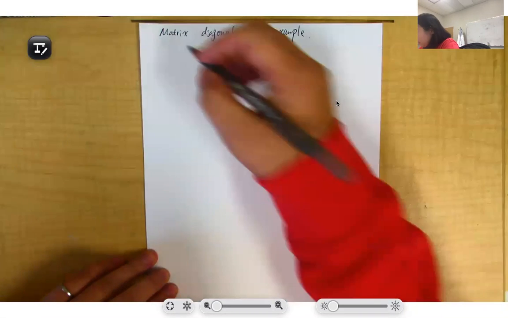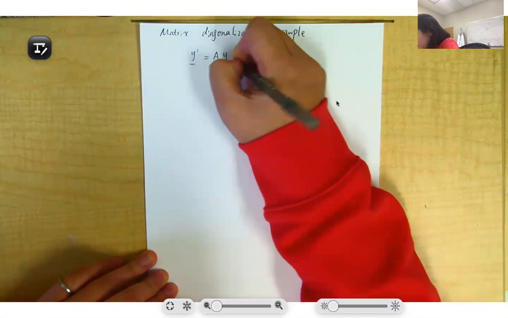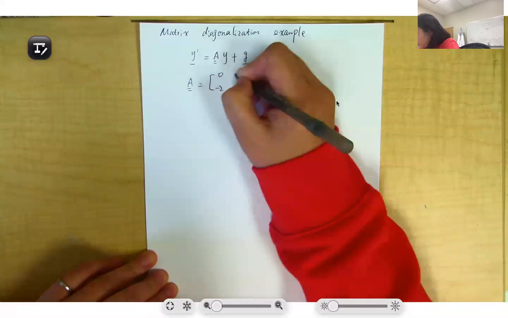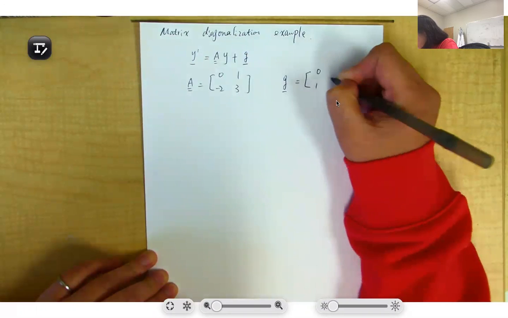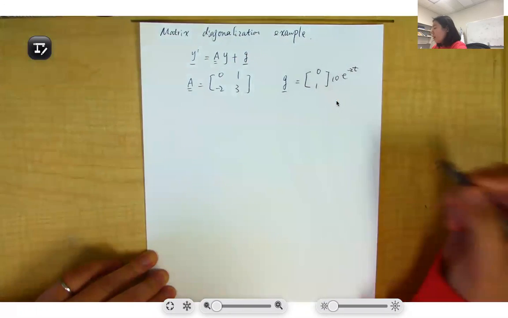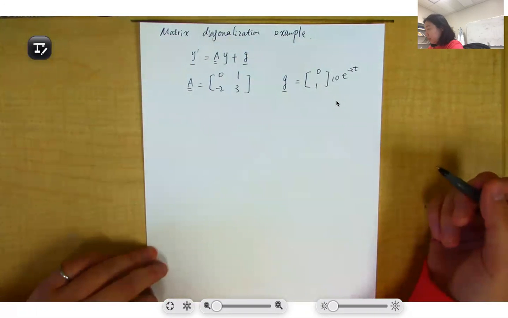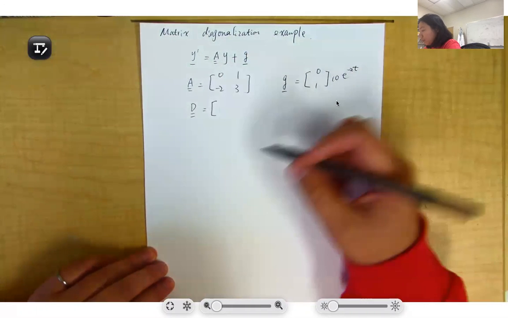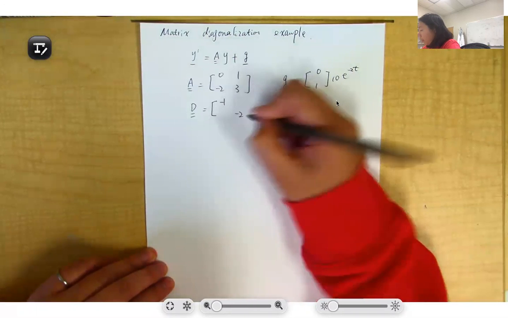Okay, so we have y prime equals Ay plus g. A is [0, 1; -2, -3], and g is [0; 10e^(-2t)]. We already got the homogeneous solution, so we know what our diagonal matrix is. We construct it with all the eigenvalues: eigenvalue -1 and eigenvalue -2.